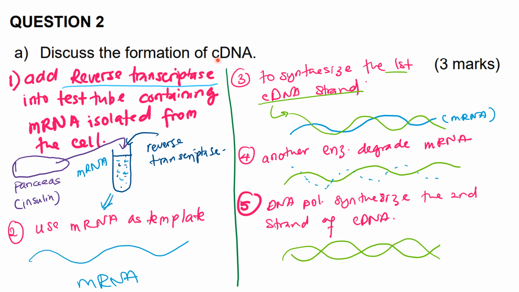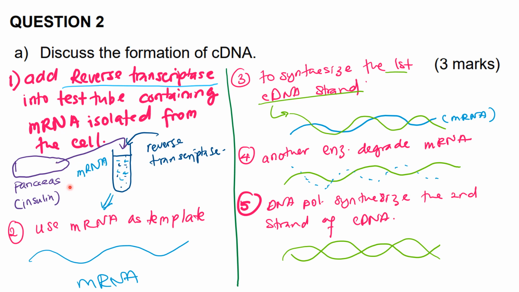So, in order to produce cDNA, cDNA is synthesized, as you know, using mRNA as template. So you will need to identify first of all the protein that you are interested in. In this case, for example, the protein that you are interested in is insulin. Insulin is the hormone produced from the pancreas. So in order to get the mRNA, you have to isolate the mRNA from pancreatic cells.